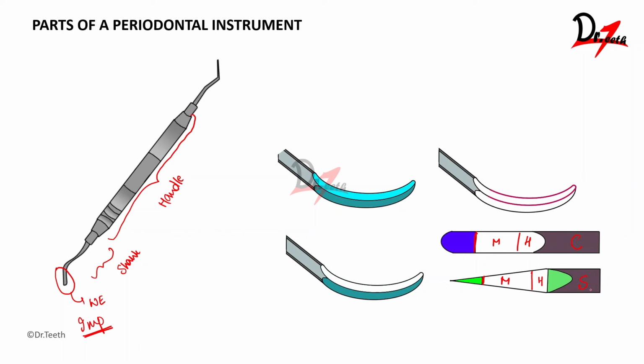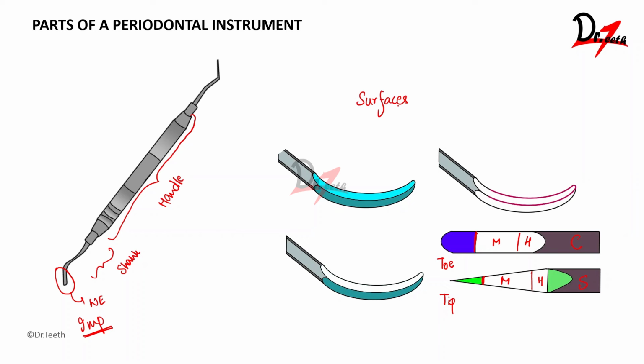Now, based upon what type of end it is. For example, in a scaler, as you can see, it's a pointed end, so here it is called a tip. Whereas in the case of a curette, the end is rounded off, so it's called a toe. So the working end of the instrument can either end as a tip or a toe.